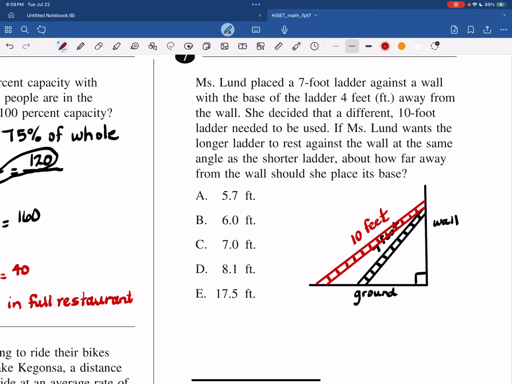Now, I thought this was Pythagorean theorem, but it's actually not. This is similar triangles. Sorry about that. I'm not going to start over. I thought my phone was muted, but it wasn't. Sorry.